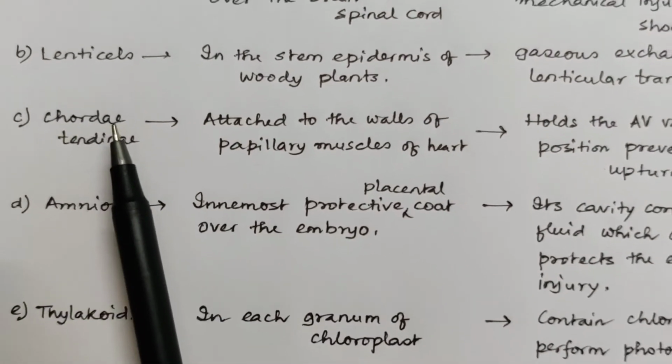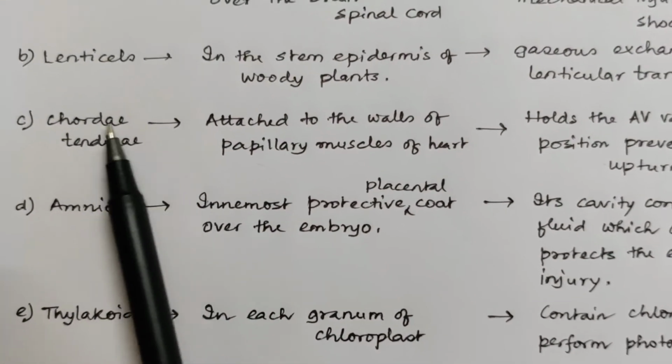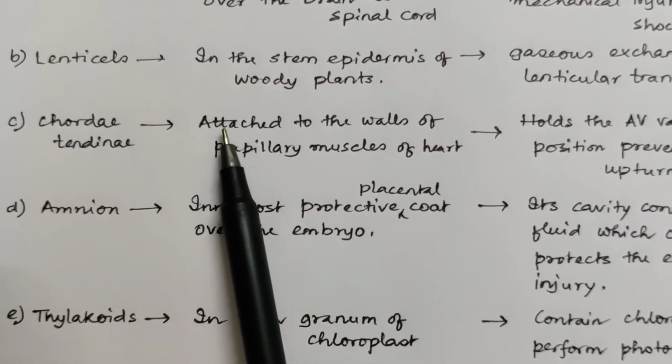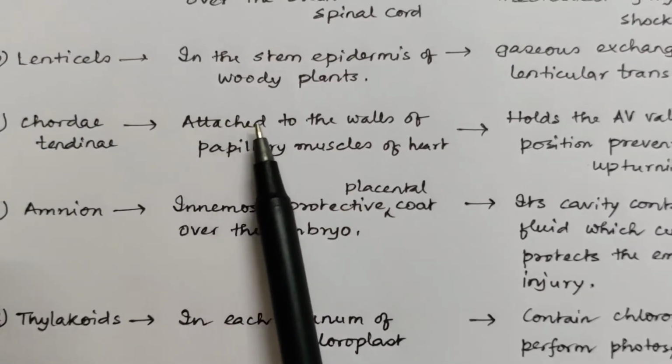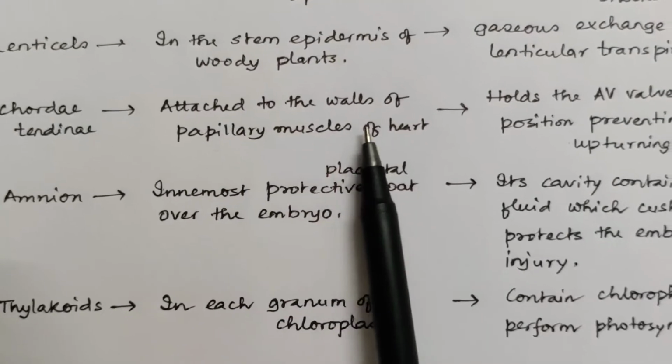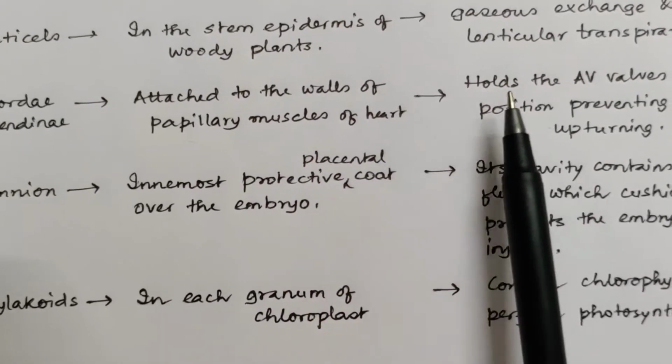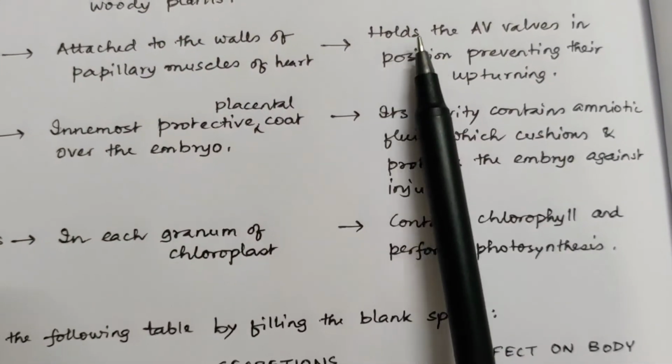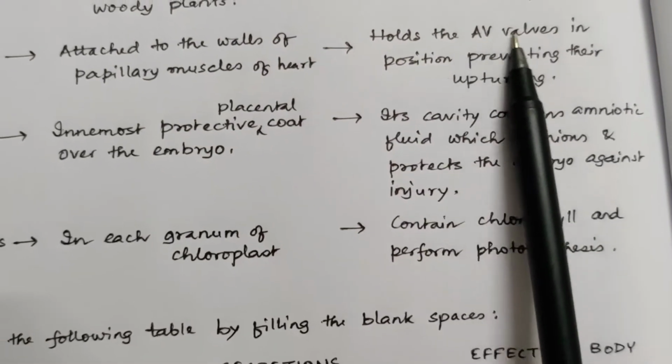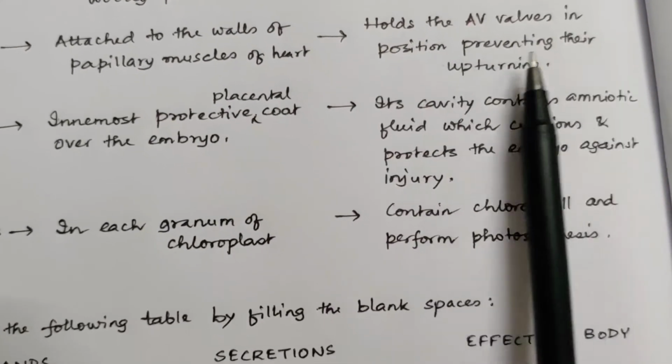Number 3, chordae tendineae. Have you heard of this? Present in the heart. Where exactly? The location is given over here. It is attached to the walls of papillary muscles of the heart. Function is it holds the atrioventricular valves in position, preventing their upturning.